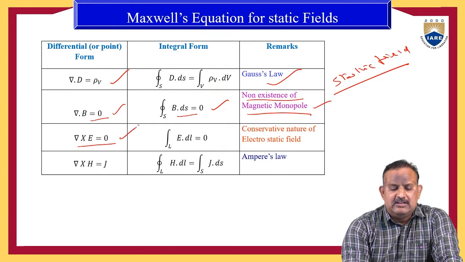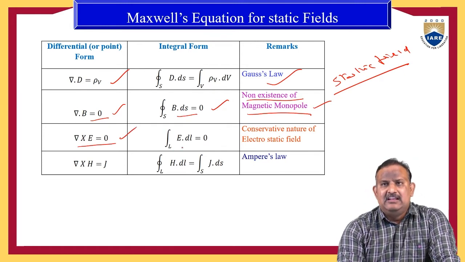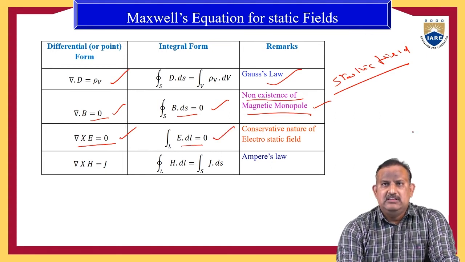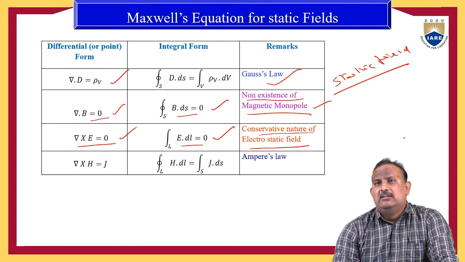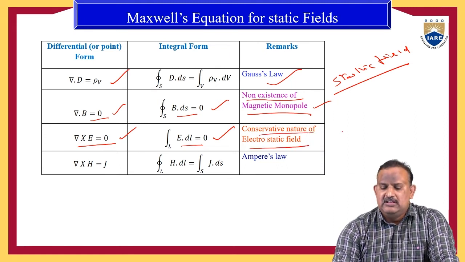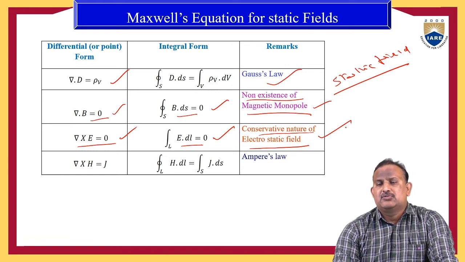Next, the third equation is del cross E is equal to 0. In integral form, it is the line integral of E dot dl equal to 0, which denotes the conservative nature of the electrostatic field.